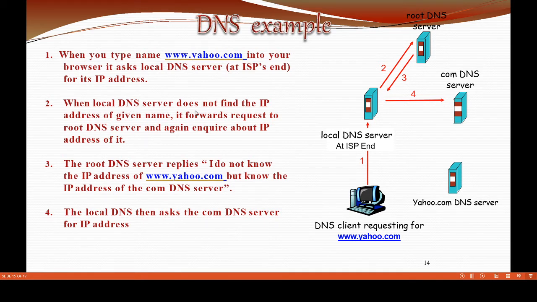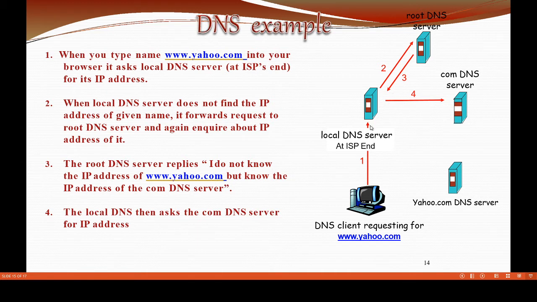When the local DNS server does not find the IP address of the given name, it forwards the request to the root DNS server and again inquires about the IP address. Then the local DNS server requests the root server. The root DNS server replies, I don't know the IP address of www.yahoo.com, but I know the IP address of the DNS server. This is the main DNS server, and it replies to the local DNS server with the main DNS server.